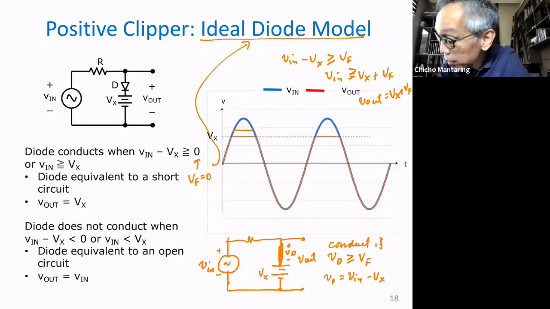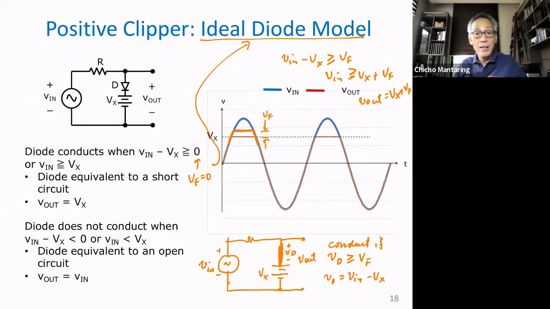So actually, it just gets added here, no? Where this is Vγ. That is what will happen. That's what will happen if it is not the ideal diode model, if it's the constant voltage drop model.